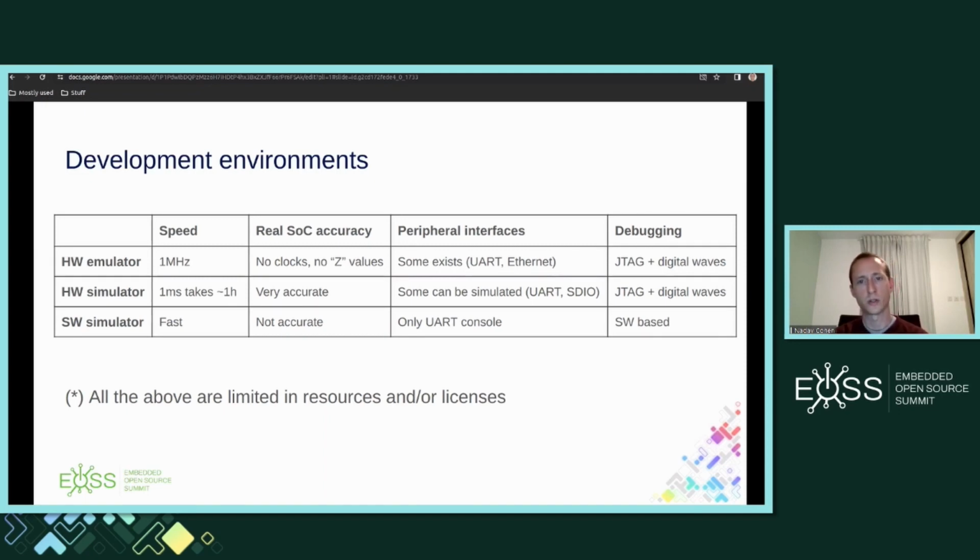The software simulator is much faster. It runs on x86, allows quick debug cycles, but it is not simulating any hardware, so it can be used only for pure software debugging.